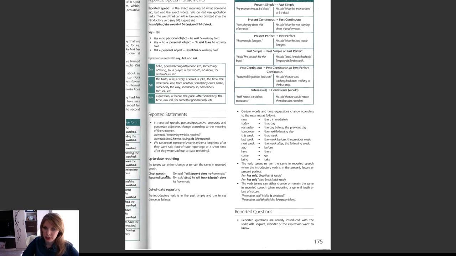So let's have a look at the direct speech sentence. Tim said, I still haven't done my homework. So you can see that the speaker uses present perfect tense, haven't done. In reported speech, Tim said that he still hasn't or hadn't done his homework. So we can either use present perfect or past perfect according to the rule of the sequence of tenses.